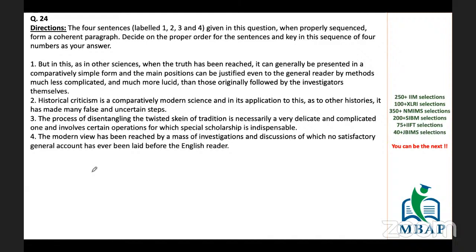Okay, so this is a pretty tricky one and a little lengthy to understand, so that we can connect the dots, because each sentence has a lot of content in itself. Now, the first one, but in this, as in other sciences, doesn't justify; it means we have mentioned some other science. So the first cannot be our first sentence. The second says, historical criticism is a comparatively modern science, and its application to this. Okay, application to what? We don't know.